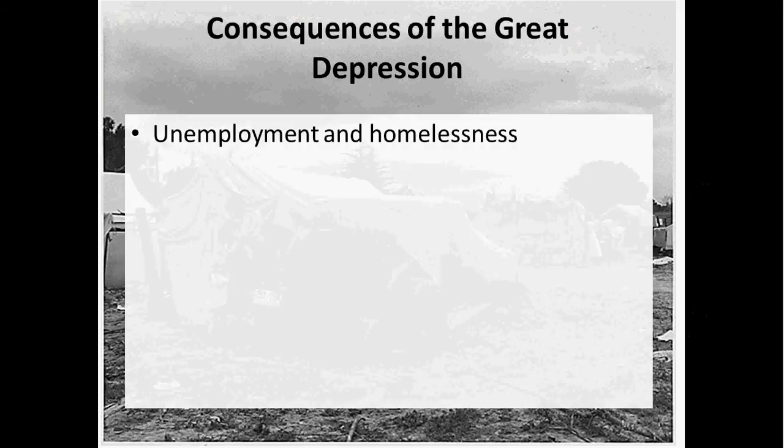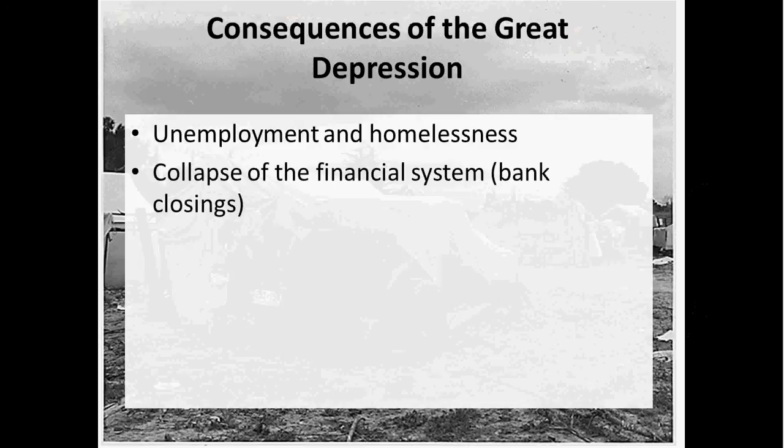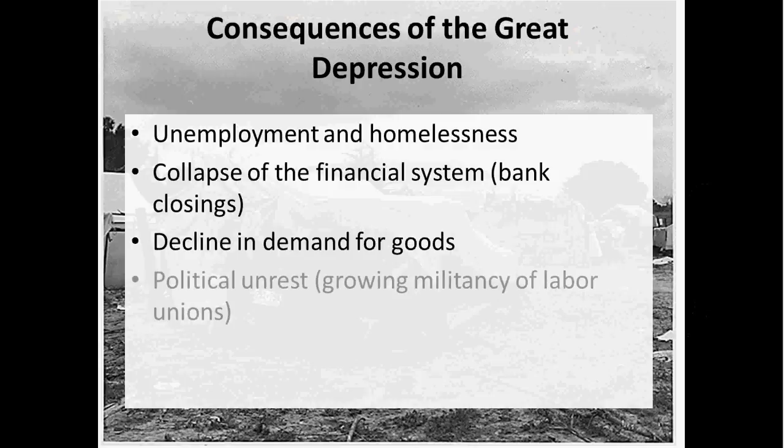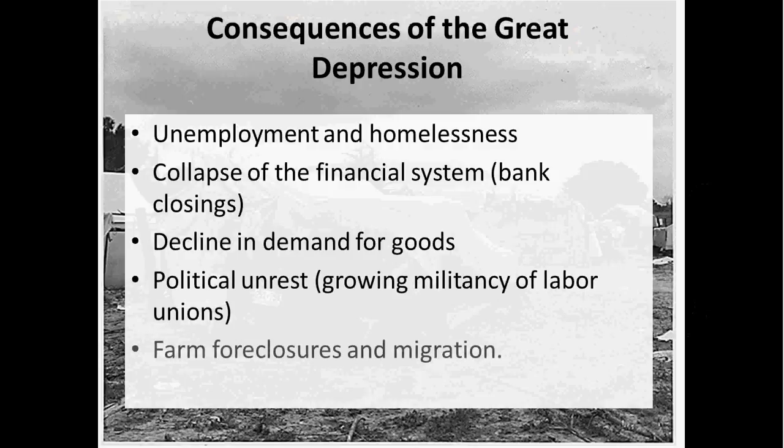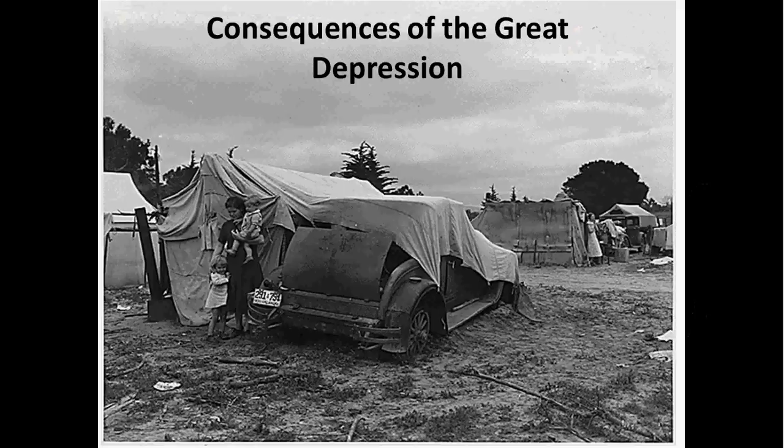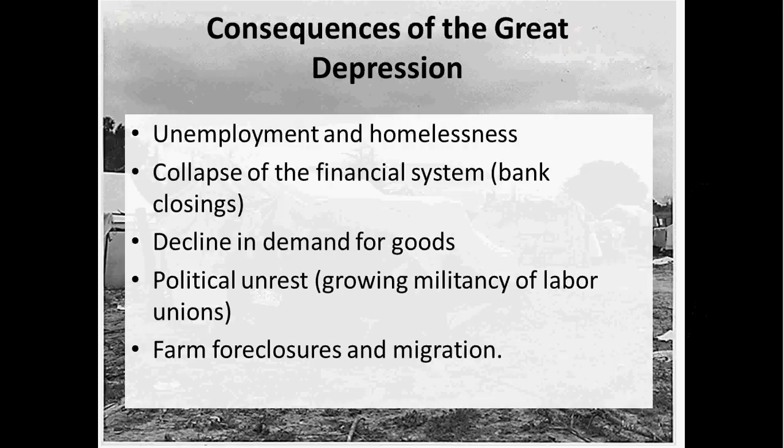Consequences of the Great Depression: unemployment and homelessness, collapse of the financial system, decline in demand for goods. In other words, people weren't buying stuff. Political unrest, so the labor unions got really militant. And farm foreclosures and migration, which led to people living out of their cars like that, which is pretty nice. There it is if you don't want to pause.